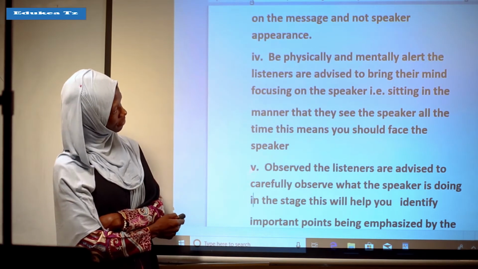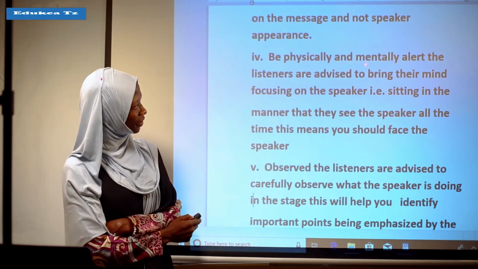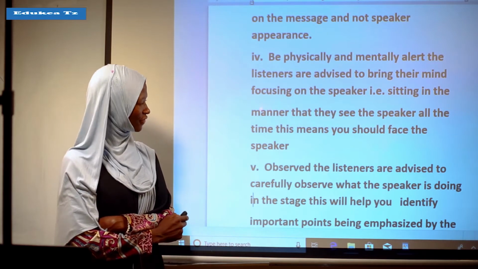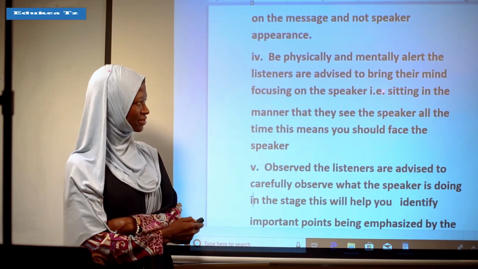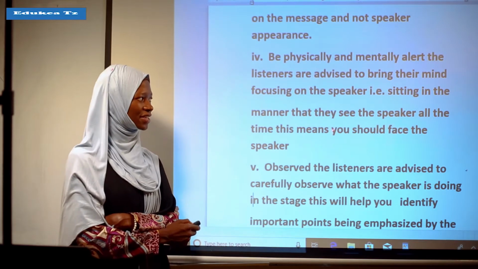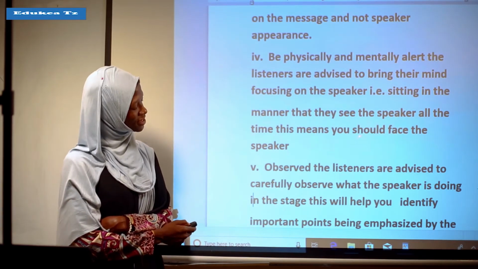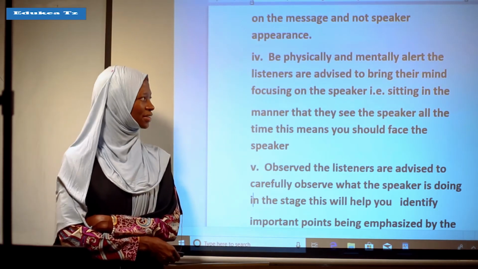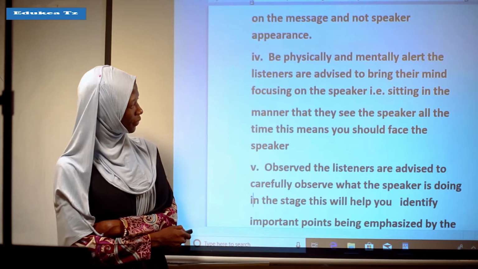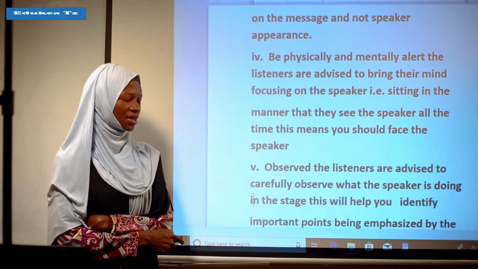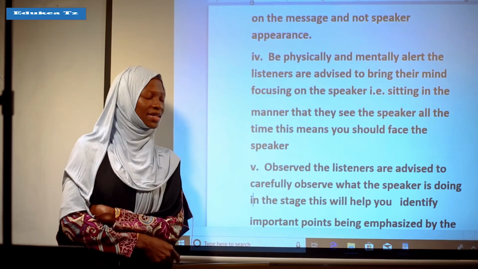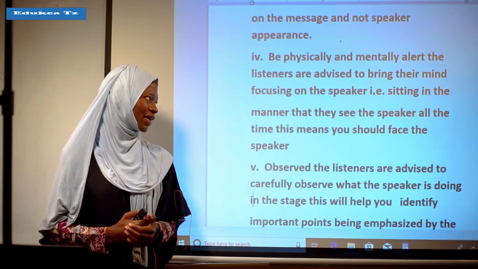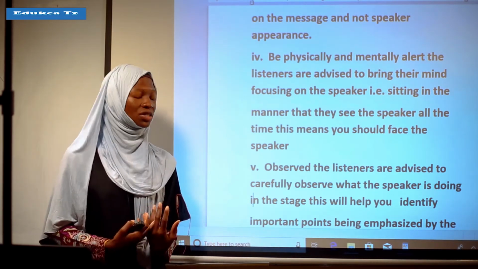The next is be physically and mentally alert. Listeners are advised to bring their mind to focus on the speaker, sitting in a manner that lets them see the speaker all the time. This means that you should face the speaker. So sit in a place where you can see the speaker all the time. Do not sit at the back. That's why they advise you to come early to the speech room.